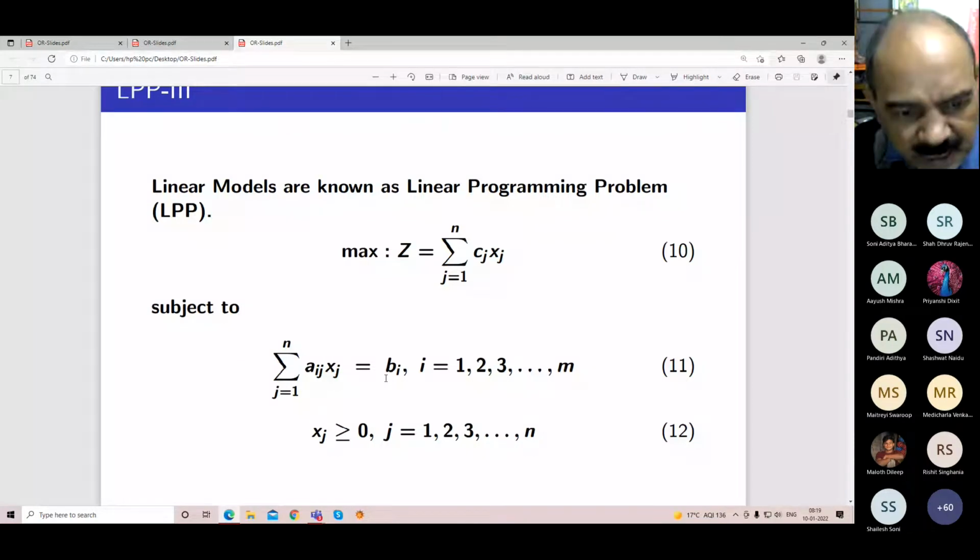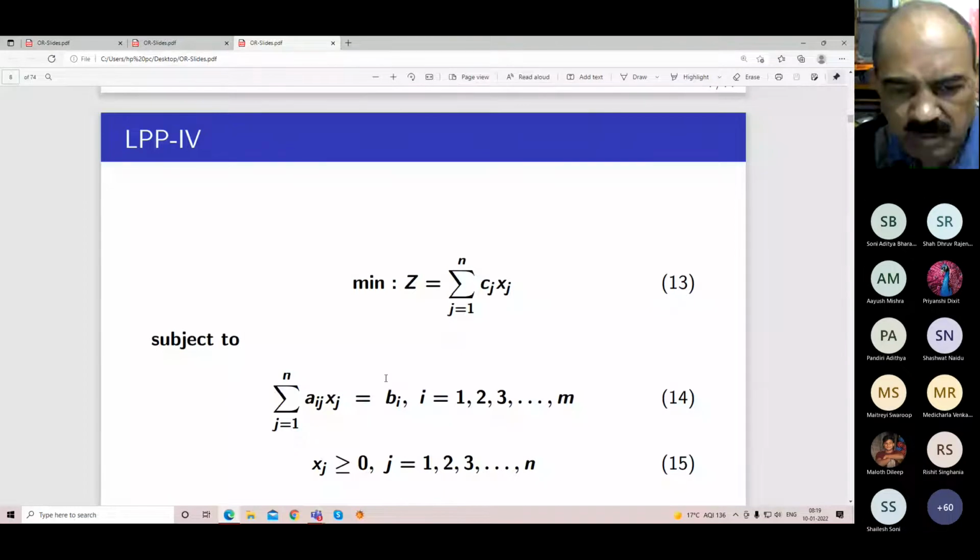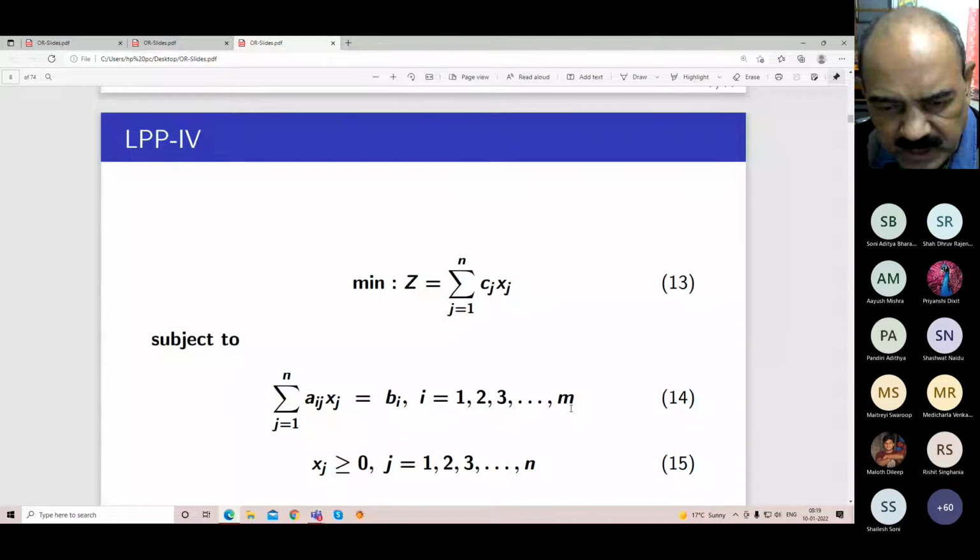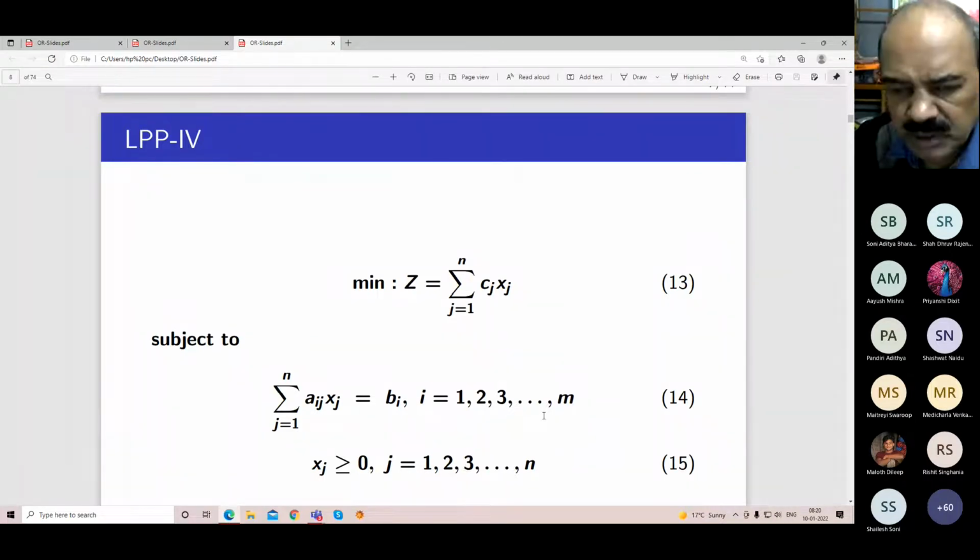Similarly, now come to model number 4. We have a minimization type objective function, and all the constraints are equations, not inequations. If the number of variables equals the number of equations and the system is consistent, it has only one solution, then the optimal solution for this problem is the solution of the system.